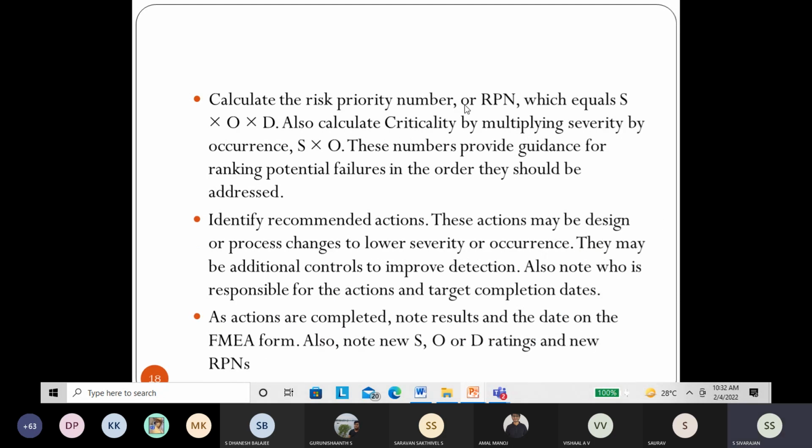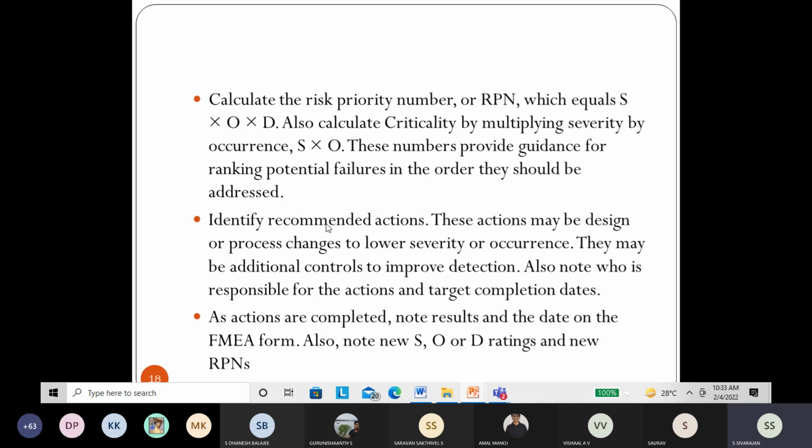The next step is calculating the risk priority number, RPN. So S into O into D. Severity we give a number, occurrence O we give a number, detection D we give a number. You multiply them and you get the RPN, the risk priority number. Just don't worry, you say S into O into D, where S is severity, O is occurrence, and D is detection. Since S can be at most 10, O can be 10, and D can be 10, that is 10 into 10 into 10, so the maximum can be 1000. The minimum is 1, because I can give severity 1, occurrence 1, and detection 1. In that case, it will be 1.